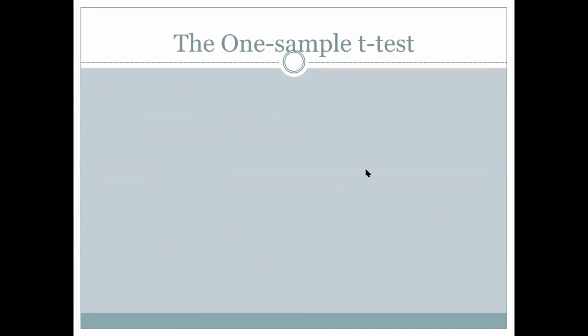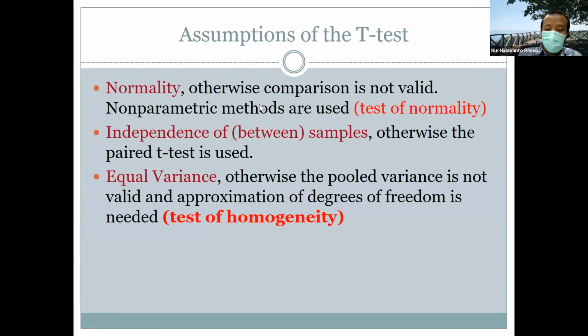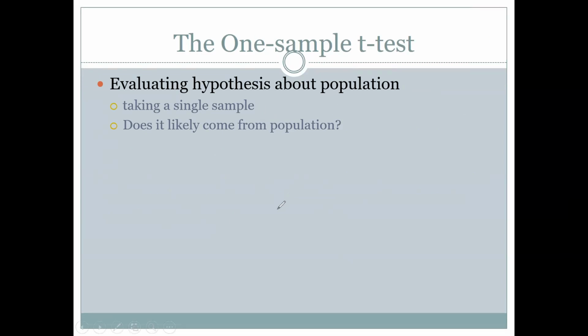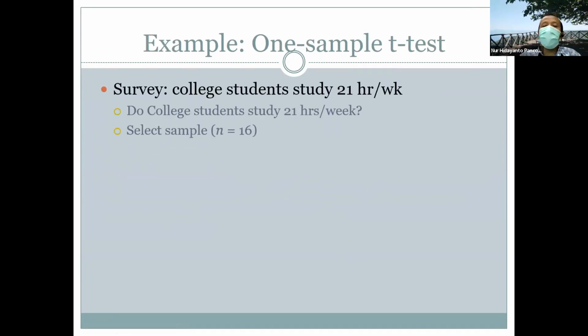Okay. What is the one sample t-test? Okay, so here we are trying to evaluate the hypothesis about population, but we do have only a single group of sample. Whether this group of sample comes from or represents the whole population. Okay, and then this is the example of t-test.